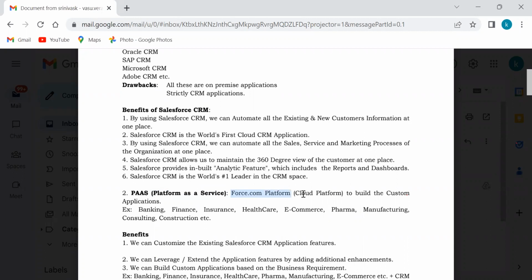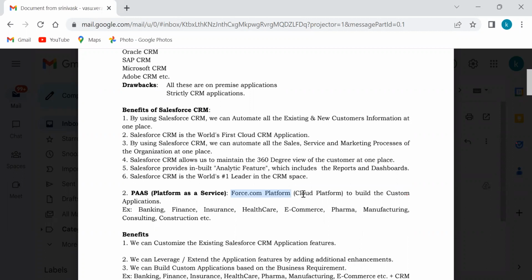Yesterday we discussed that Salesforce is not providing ready-made applications for all the industries. Like for the banking industry, we don't have any ready-made Salesforce CRM application. For the construction industry, textile industry, pharma industry, automotive industry, space industry, for many of these industries, Salesforce has not provided a ready-made application.